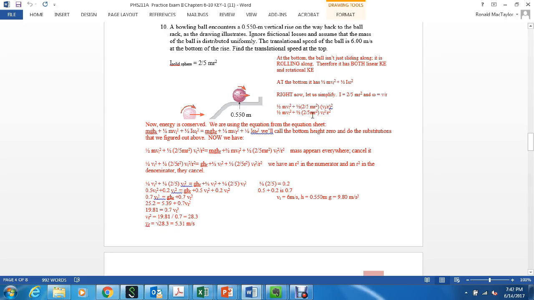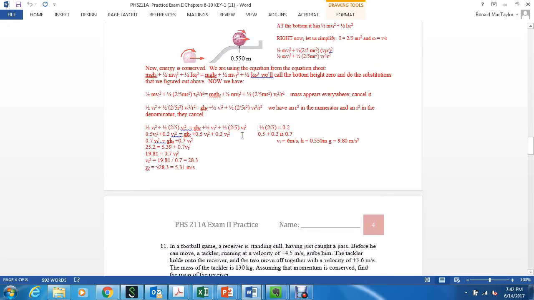So I wind up with something that's 1/2 times 2/5 m r squared, no, 1/5 m v squared, because the r squared's canceled. So we'll jump down to here, where we cancel out the mass as well, and canceled out the radius in the denominator, and we get 1/2 v squared plus 1/2 times 2/5 v squared equals g h times 1/2 v squared plus 1/2 times 2/5 v squared.